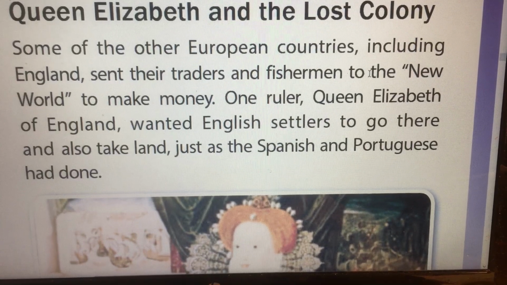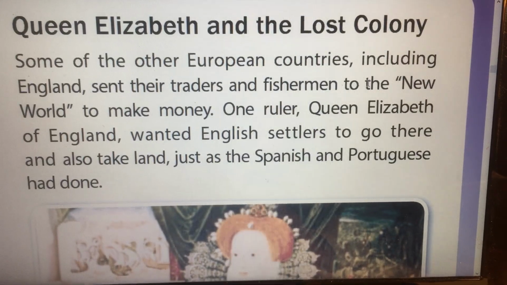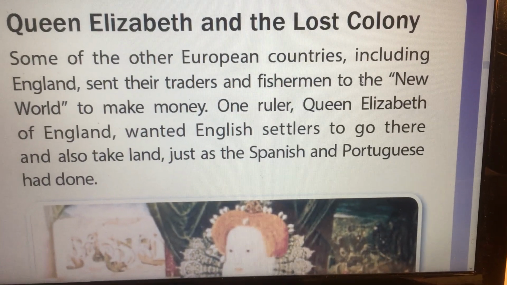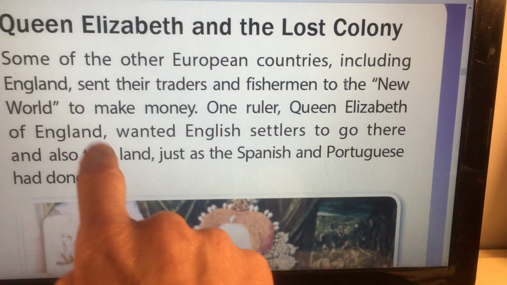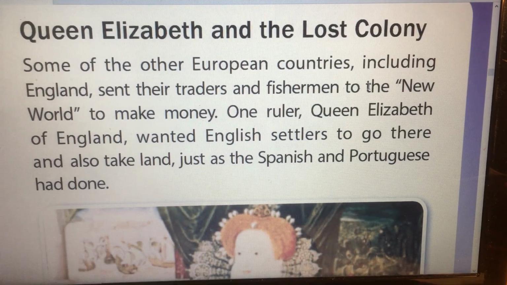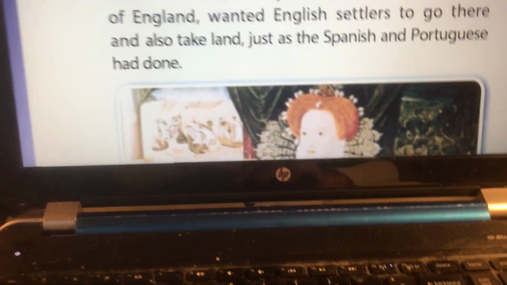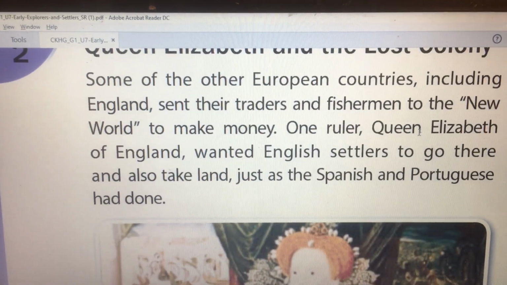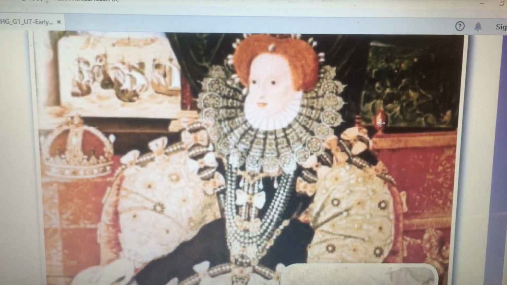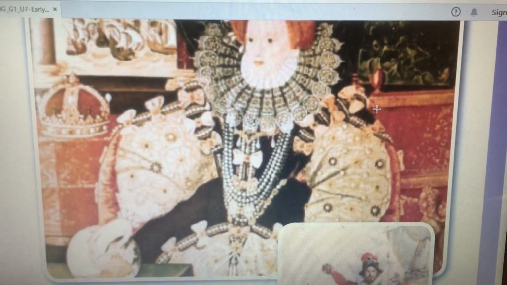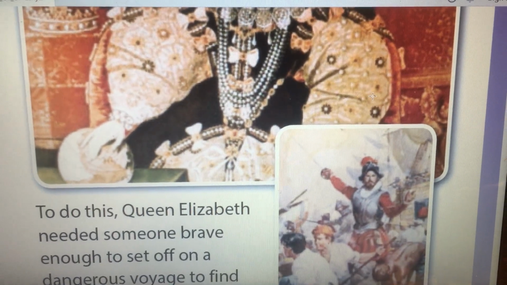One ruler, Queen Elizabeth of England, wanted English settlers to go there and also take land, just as the Spanish and Portuguese had done. Did you see the appositive? One ruler, comma, Queen Elizabeth of England, comma, wanted English settlers to go there and also take land. So Queen Elizabeth is being used as an appositive. And there's a famous picture of Queen Elizabeth. So remember, this is back in the 1500s, so 400 to 500 years ago.